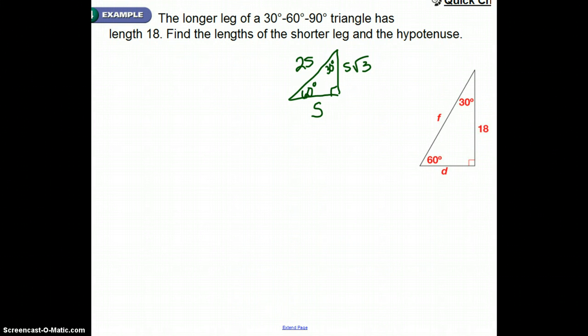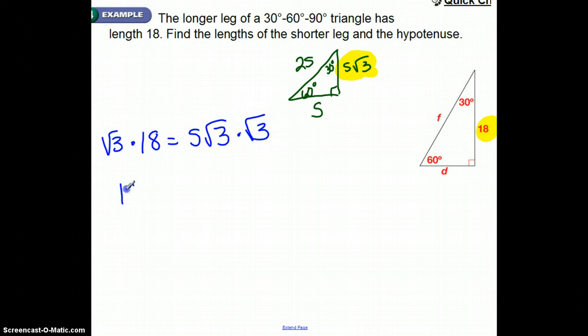So it might at least help you to be able to figure out what sides you know. And we can kind of tell by looking at this that those two are going to match. So that means that I know that 18 has to equal s square root of 3. Now we're going to do something like we did before. Multiply both sides by the square root of 3. So this will be 18 square root of 3. And this square root of 3 times square root of 3 is the square root of 9, which is 3. I'm going to divide by 3.